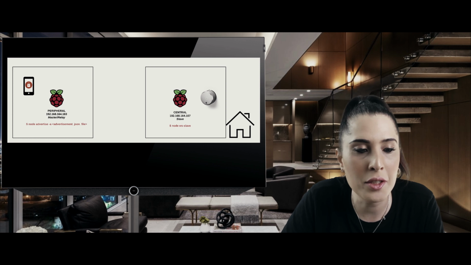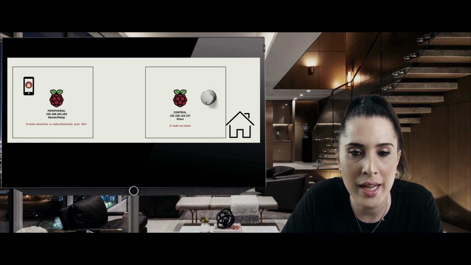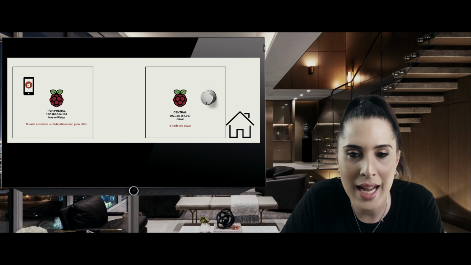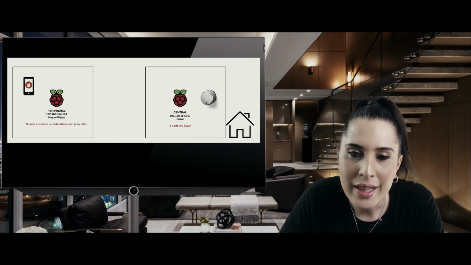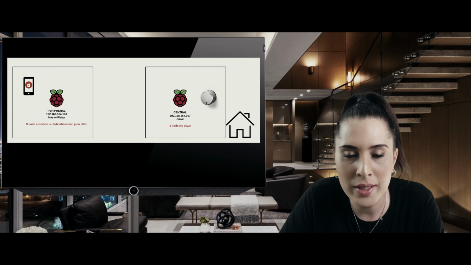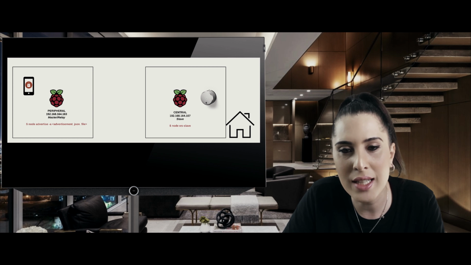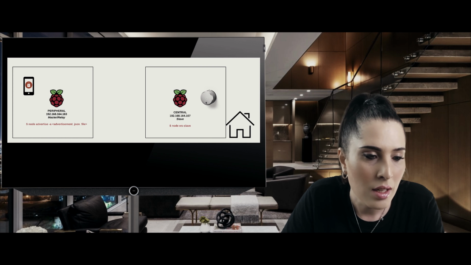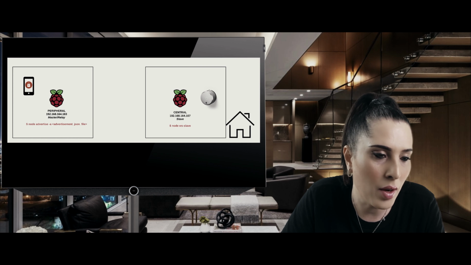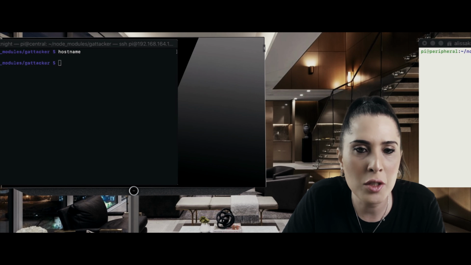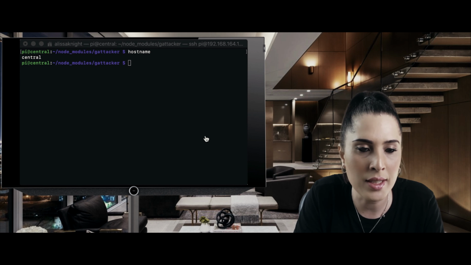The first thing I want to do is actually walk through the configuration of the Pis. There really isn't much information out there on how to configure Gattacker and the Raspberry Pi. So again, that's a lot of the reason why I wanted to cover this setup. When I see a lack of content out there, I like to create it. So with that being said, let's go ahead and jump right into the configuration. The first thing I want to do is walk through the configuration of the central Pi.